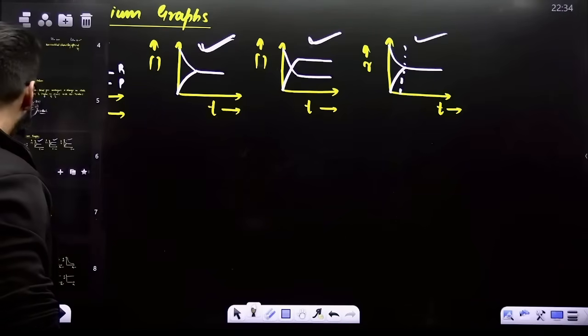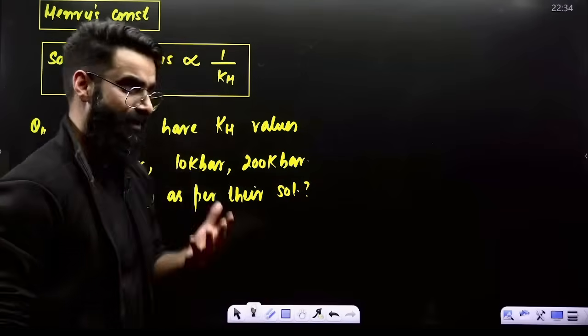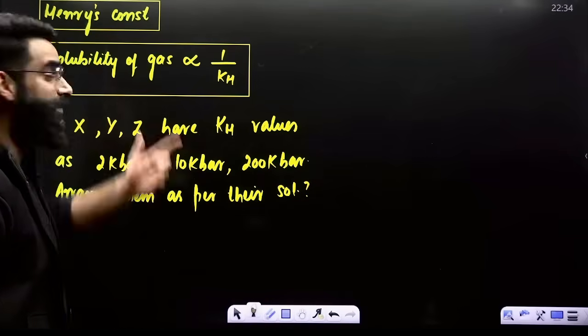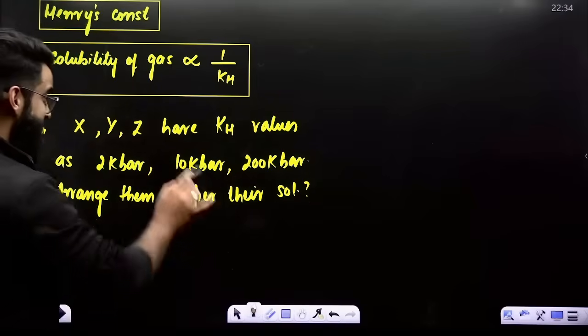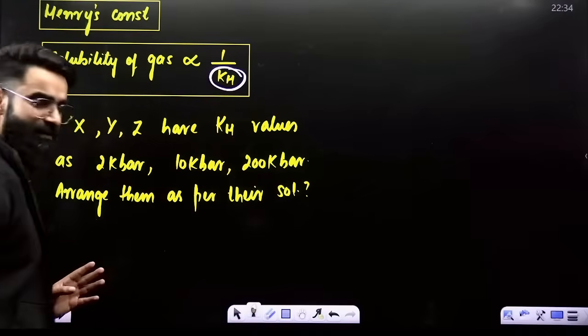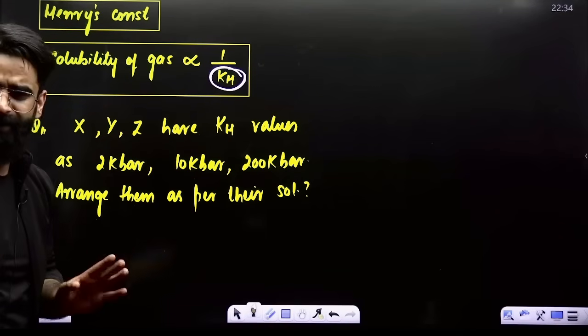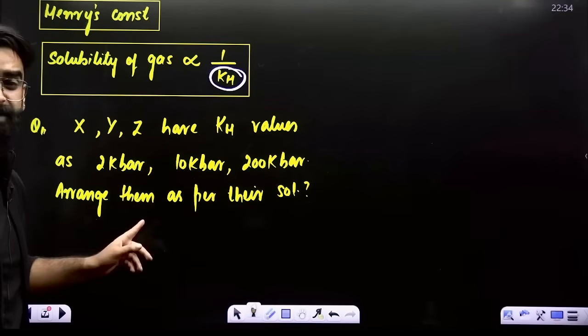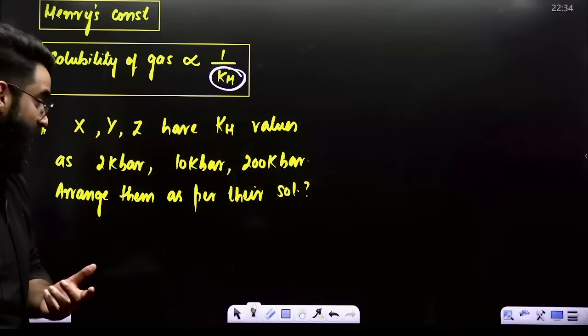Okay. A question has again been asked from Henry's constant as well. The question will be asked, what will be the solubility of the gas? Arrange the following gases on the basis of their solubility. Remember one simple thing, the solubility of a gas in a liquid is inversely proportional to Henry's constant. The more the Henry's constant of the gas, the lesser is going to be the solubility of the gas. Already one question has been asked from this topic. Again, there are high chances that a question might be asked from this particular topic.